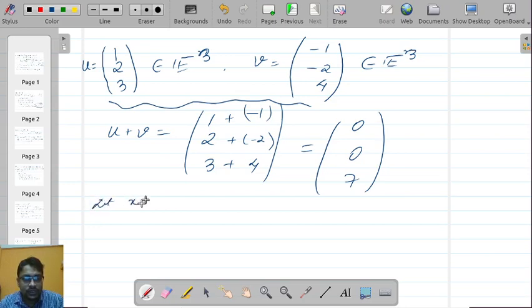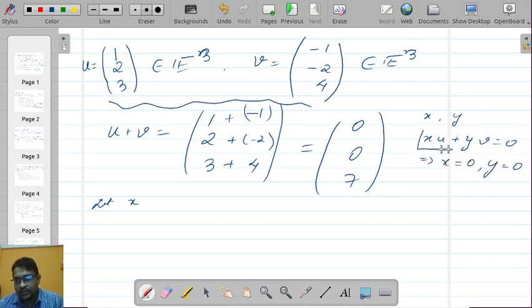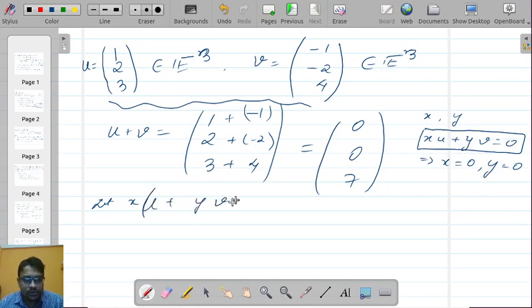The vectors will be linearly independent if, given any scalars, say x and y, x into U plus y into V will be 0 if and only if x is 0 and y is 0. This linear combination will be 0 only when x is 0 as well as y is 0. For non-zero values of x and y, this is not possible. So let us check. Let x into U plus y into V equal to 0.